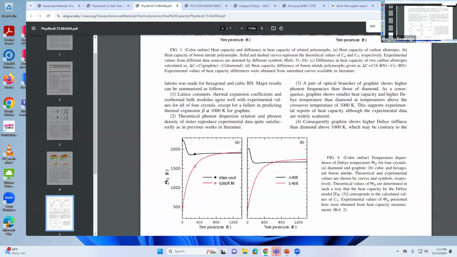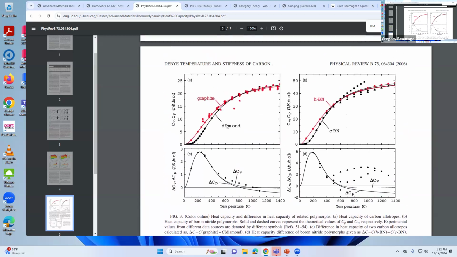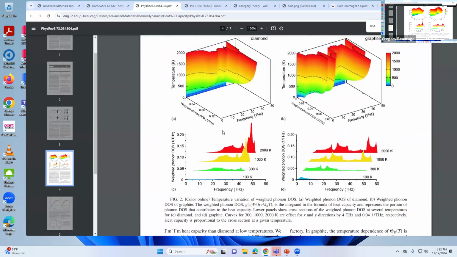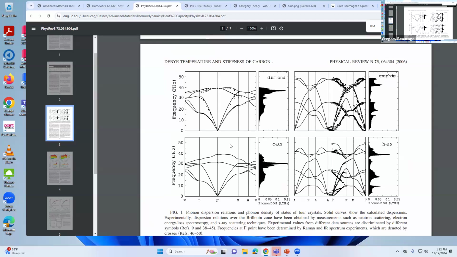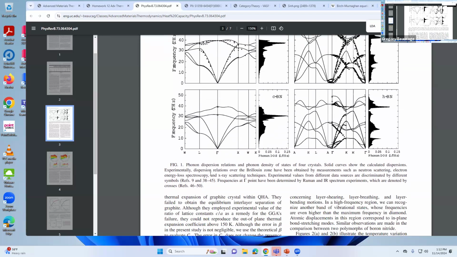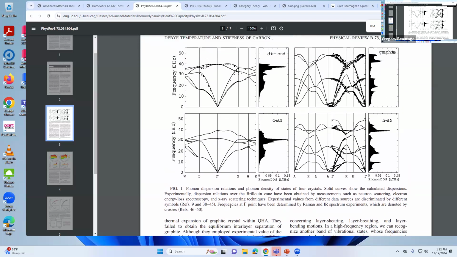So he gets both the Debye temperature changes, the heat capacity switches, and at 1,000 degrees C for the two. And he's got a plot with all the different vibrations in the crystal. The way he plots it, this is the density of states. You can see which vibrations contribute to which of the peaks. Right. So I think they're labeled here, right?